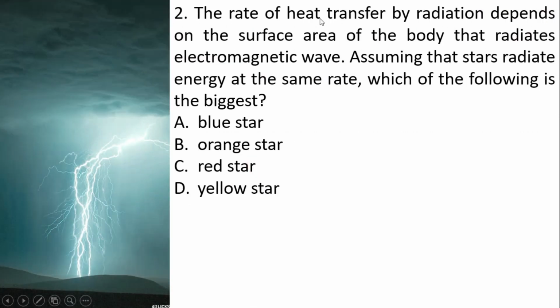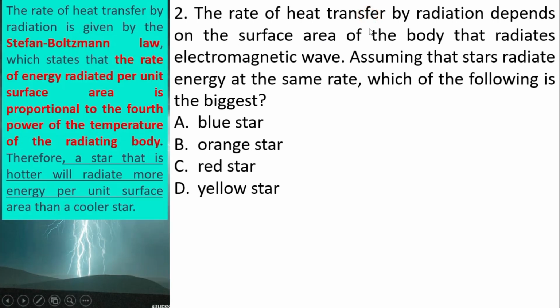Okay, number 2. The rate of heat transfer by radiation depends on the surface area of the body that radiates electromagnetic waves. Assuming that stars radiate energy at the same rate, which of the following is the biggest? Blue star, orange, red, or yellow? Okay, ano ba yung heat transfer by radiation? Again, here it states that heat transfer by radiation depends on the surface area of the body that radiates electromagnetic waves.